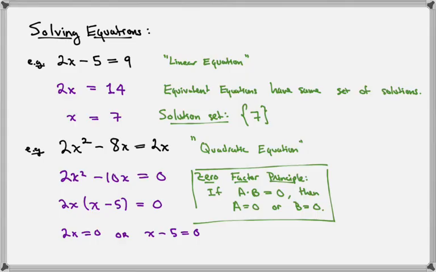Dividing both sides by 2 in the first equation gets me x is equal to 0, and adding 5 to both sides on the right gives me x equal to 5. In this case, the solution set to my original equation above is the set including 0 and 5.